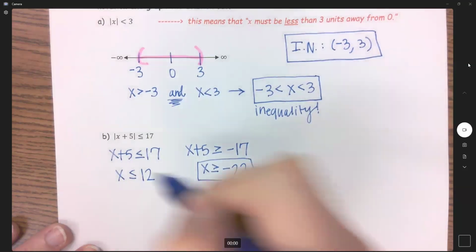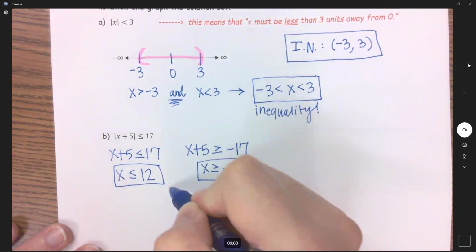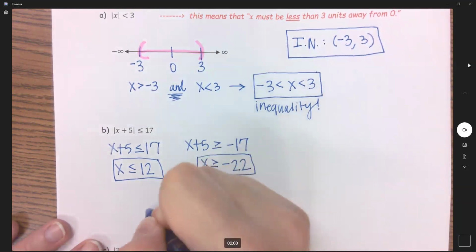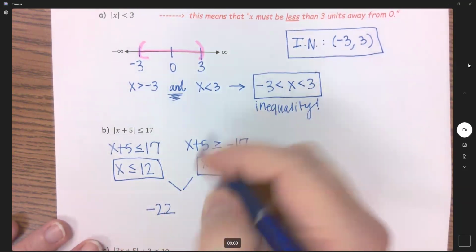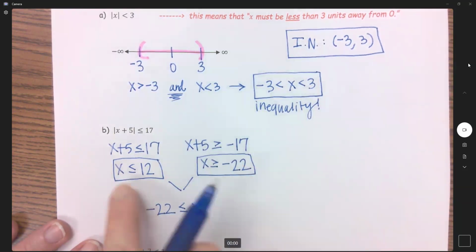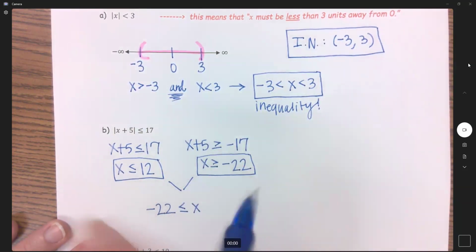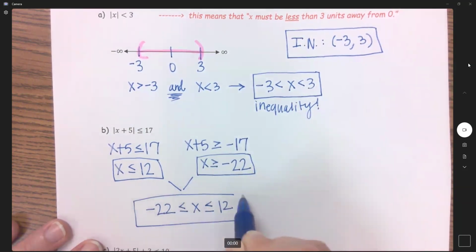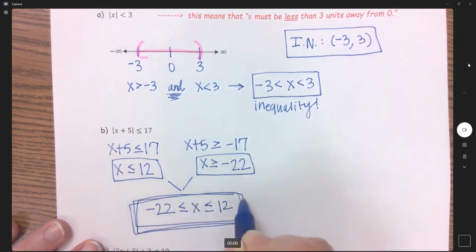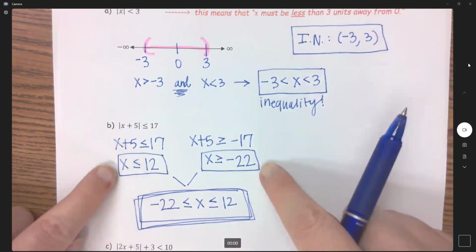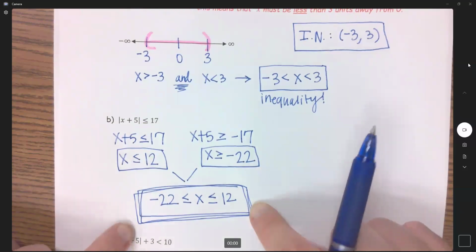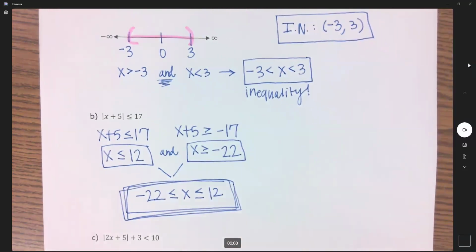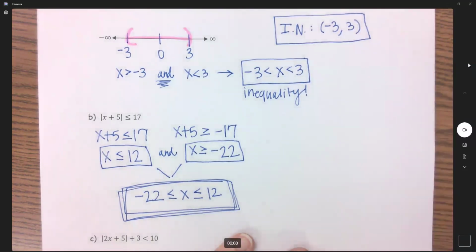So these are our inequalities individually. We can combine these to become -22, flip that symbol, is less than or equal to X, and then this one's in the right order: X is less than or equal to 12. Okay, these mean the same thing. This is most of my answers, and then here they are together. Okay, so now if I graph this, I'm going to use black.